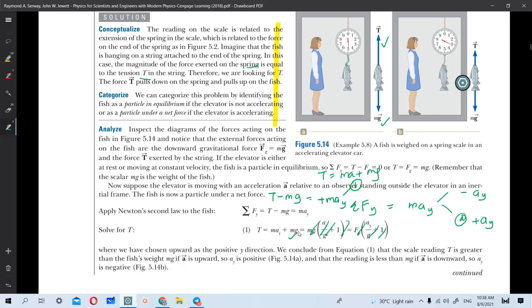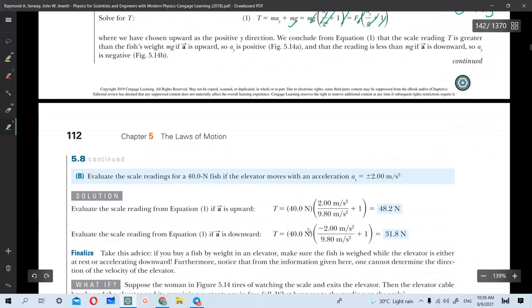Now, how about if it's decelerating or accelerating downwards? In this case, just reverse the process. T minus mg equivalent to negative ma.